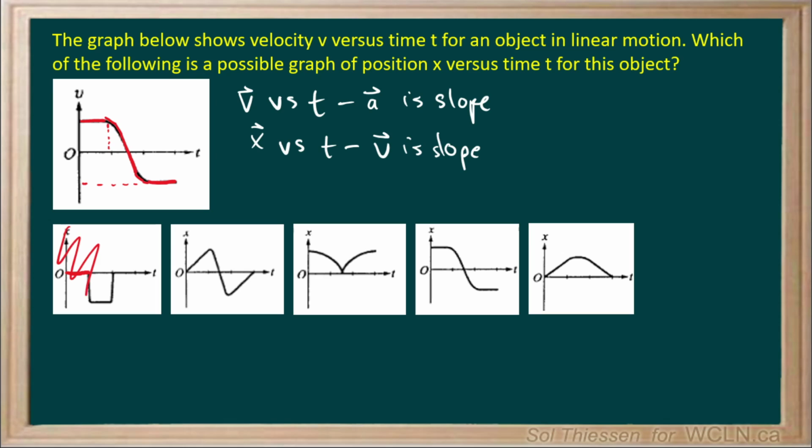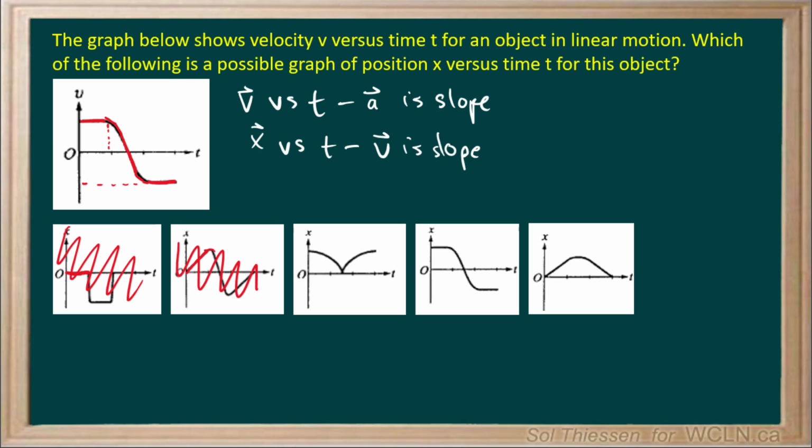So this one is not correct. Next, it looks like we have an initially positive velocity, followed by a changing velocity that becomes a constant negative velocity, which does not happen on our velocity-time graph. The velocity continues to change under a constant negative acceleration. So this graph is not correct.